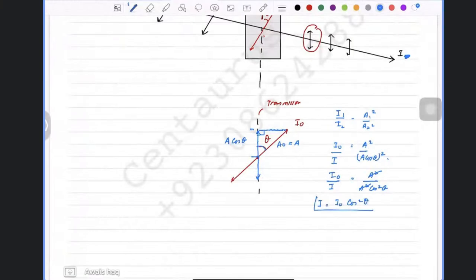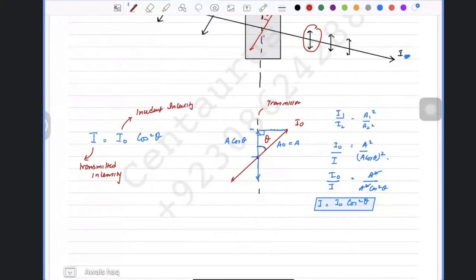Now you need to remember this formula, because this is Malus's law. I'm going to write it here as well. I equals I naught cos squared theta. And this is the most important one. In this one, I is the transmitted intensity, I naught is the incident intensity, and theta is the angle with respect to the transmission axis. Remember that. All right. Any questions, please let me know here.